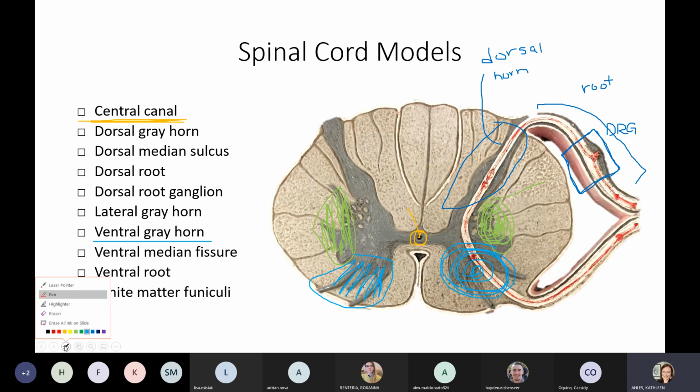Again, I'll point out too, as a quick note, notice that my ventral median fissure is much wider than my dorsal median sulcus. So a good way to keep them straight is that the dorsal median sulcus is not as wide as the ventral median fissure that we see here.